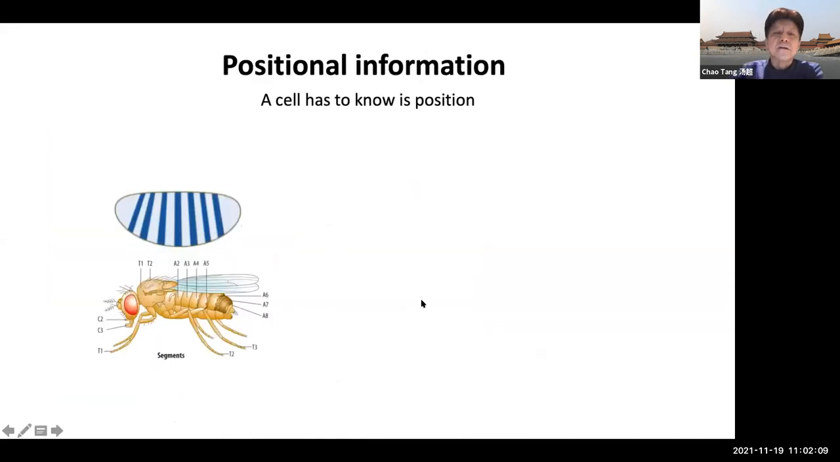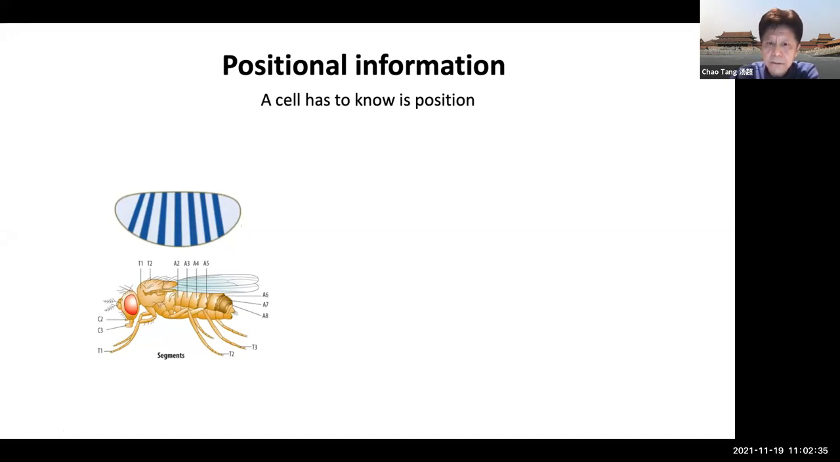Okay, so a very quick introduction about positional information. It's a very important concept in development. Namely, a cell has to know its position in the body, in the three-dimensional egg. And this is done in several ways.